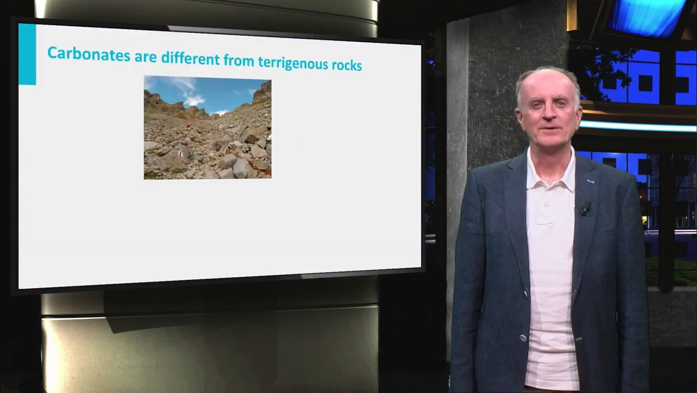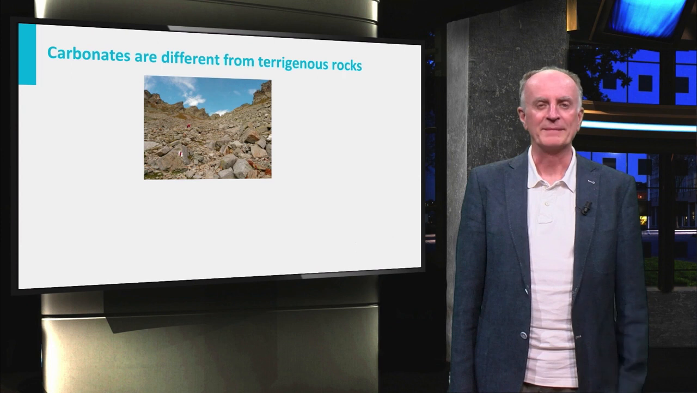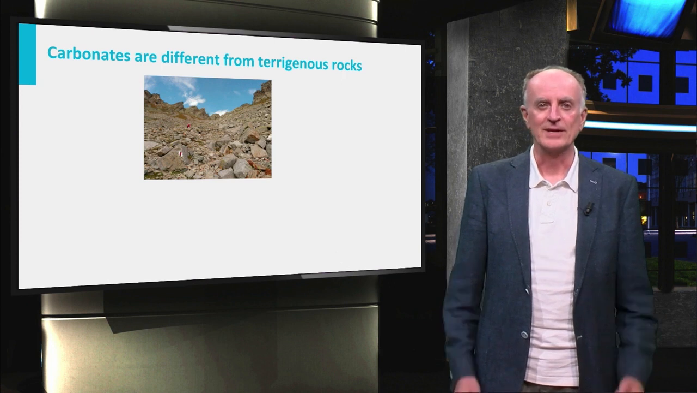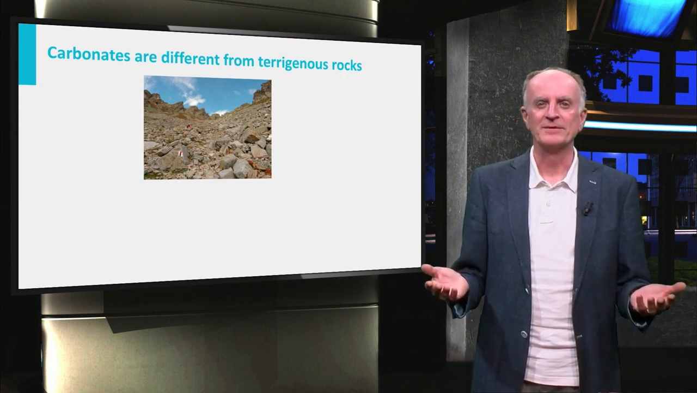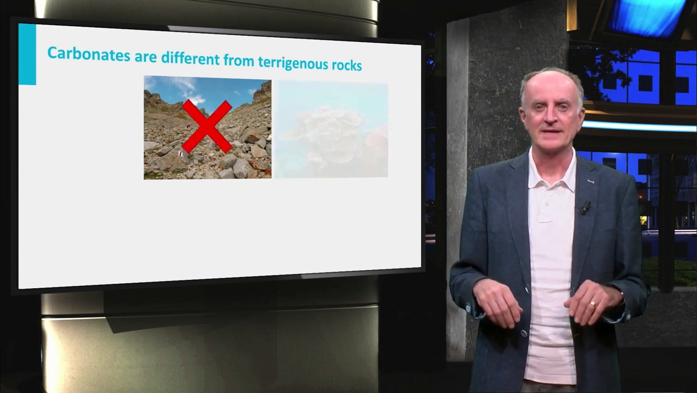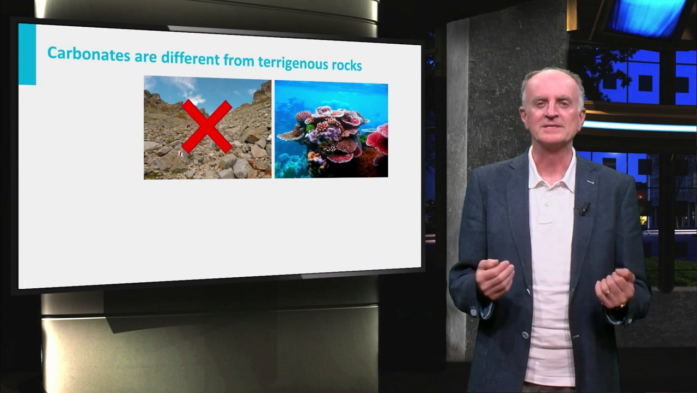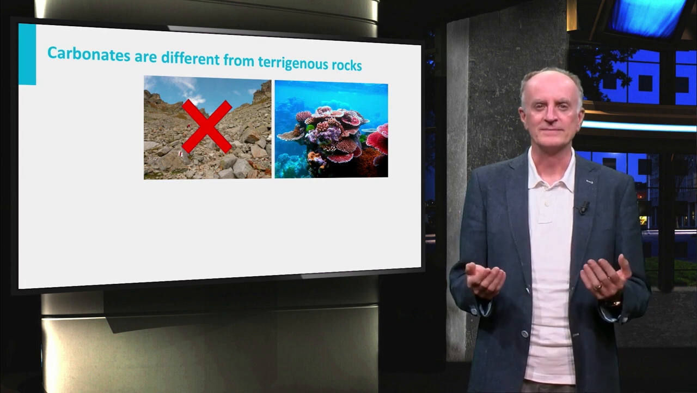We have looked until now at terrigenous rocks. We have seen that they derive from the mechanical and/or chemical erosion of pre-existing rocks. We look today at carbonates, a large and very important family of rocks which form in a completely different way. Carbonates form by the extraction of calcium carbonate, CaCO3, from seawater.